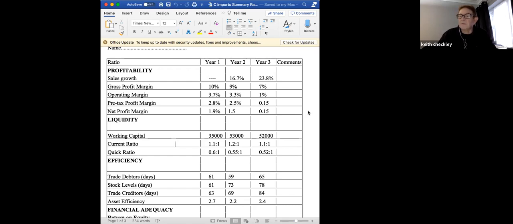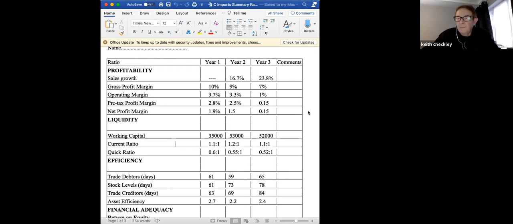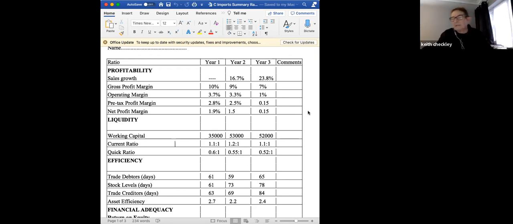Now, what happens to that figure in the following year? It increases to 170,000. And then in year three, it increases to 230,000. So if you take the inventory and you add on the receivables or the debtors, can you see you've got almost $500,000 tied up in those current assets, haven't they?